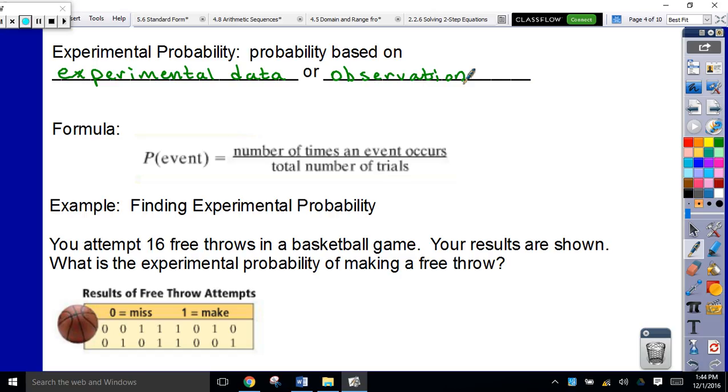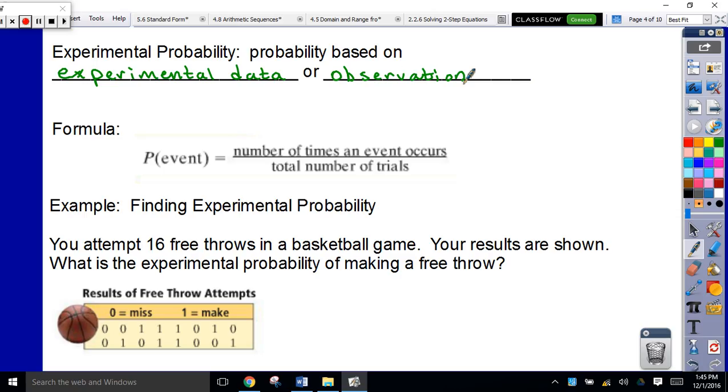Okay, so here's an example. You attempt 16 free throws in a basketball game. Your results are shown. What is the experimental probability of making a free throw? So we did an experiment here, or someone did some free throws. A 0 means that they missed, and a 1 means that they made the shot. So it's asking you for the experimental probability of making a free throw.